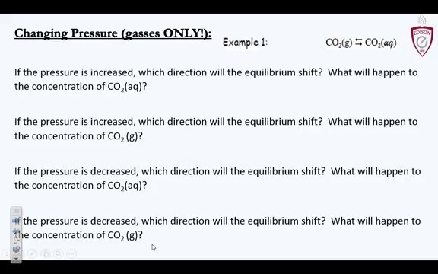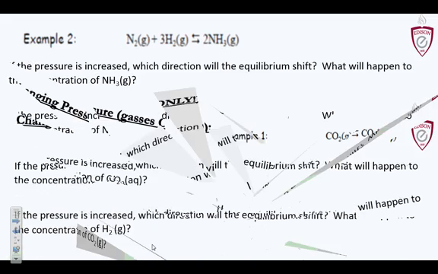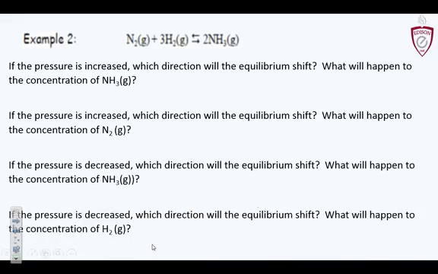And so if the pressure is decreased, we know it's going to shift to the left. What will happen to the concentration of the CO2 gas? It's going to go up, through the roof. Moving on. I've got to finish up quick here. Sorry it's been so long, guys, but this is muy importante.